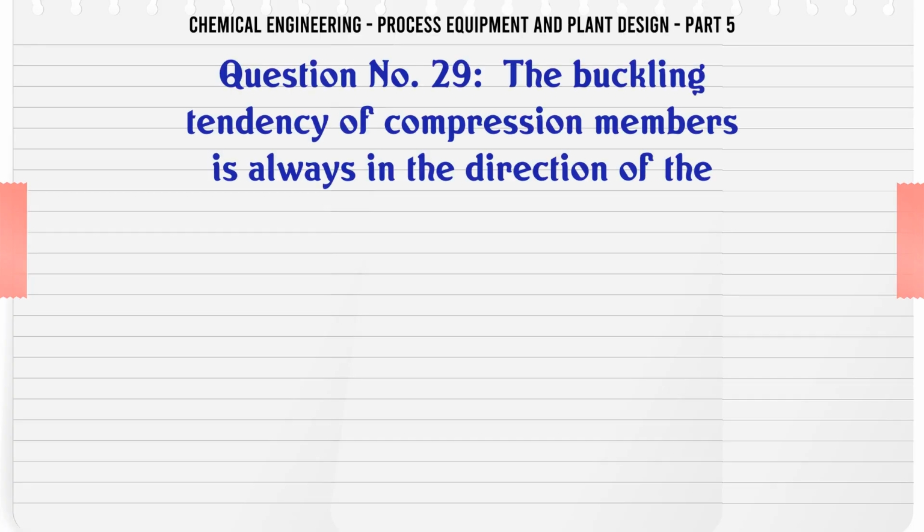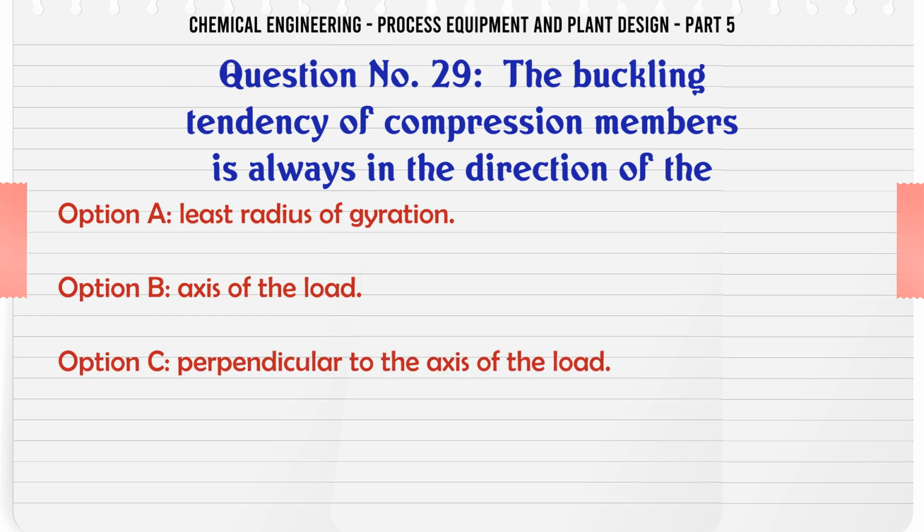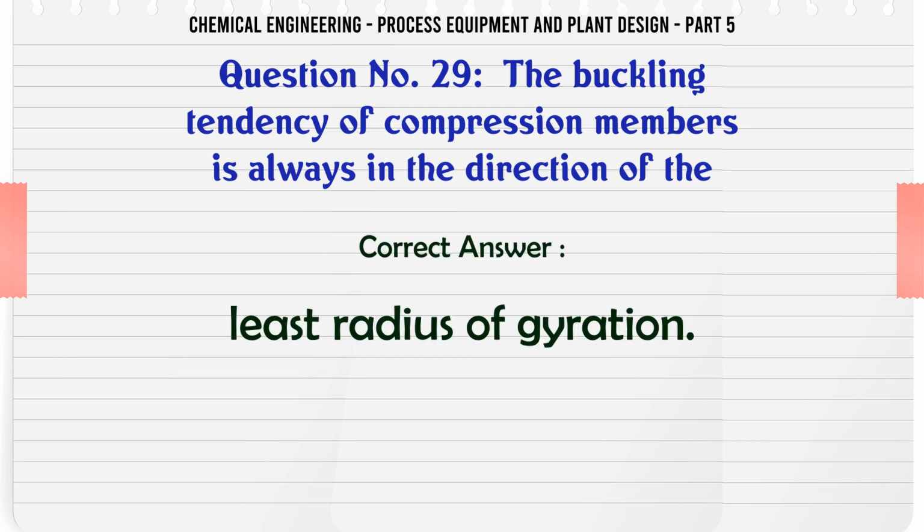The buckling tendency of compression members is always in the direction of the A. least radius of gyration, B. axis of the load, C. perpendicular to the axis of the load, D. none of these. The correct answer is least radius of gyration.